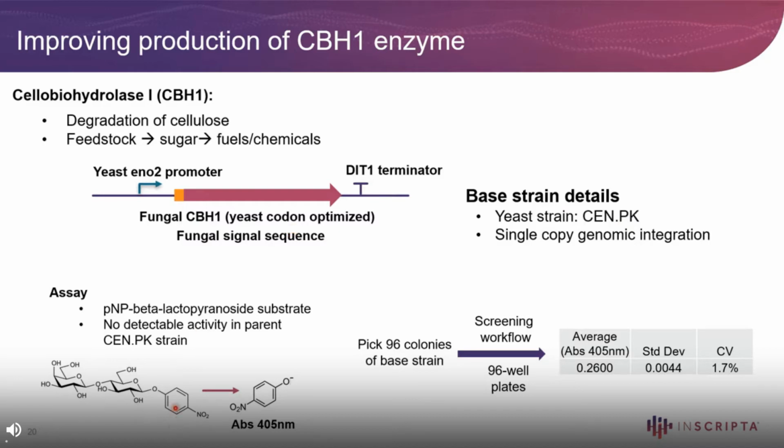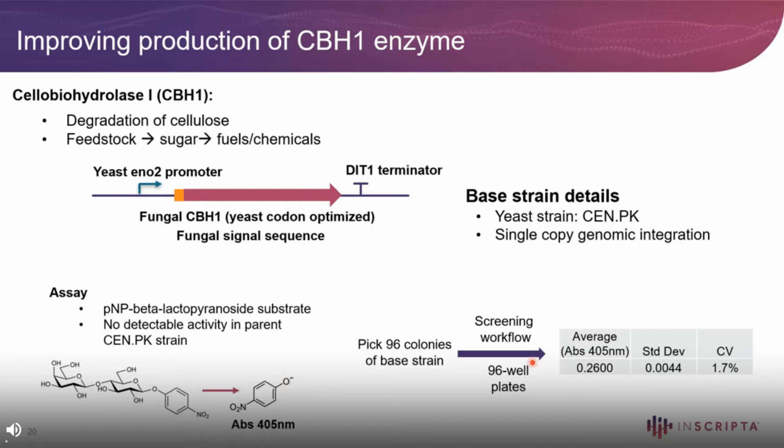So the assay is pretty straightforward. We used this synthetic substrate called PNP beta-lactoperonoside. When CBH1 acts on it, it releases paranitrophenol, which has a characteristic absorbance at 405 nanometers. So we could very quickly measure the amount of active protein that is being produced by measuring the absorbance at 405 nanometers.